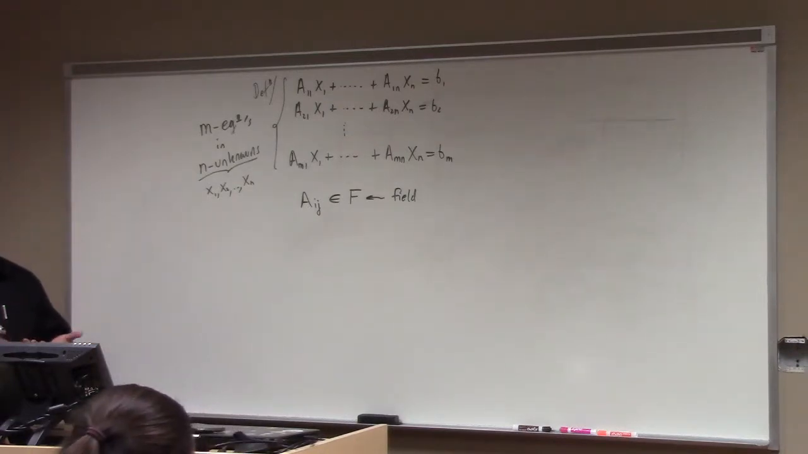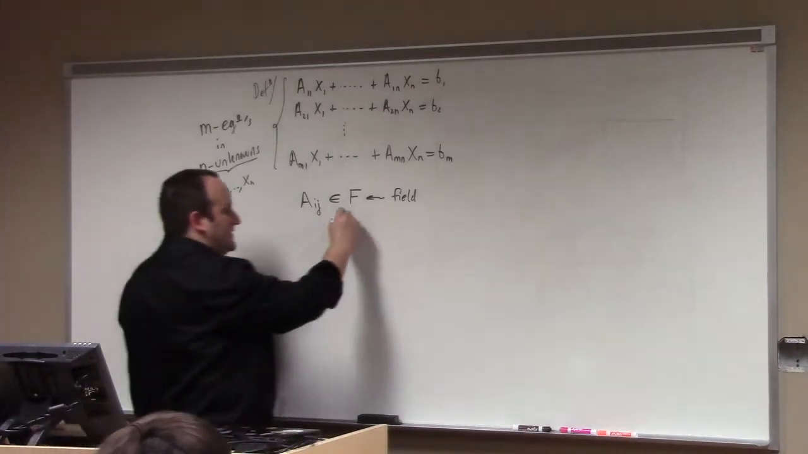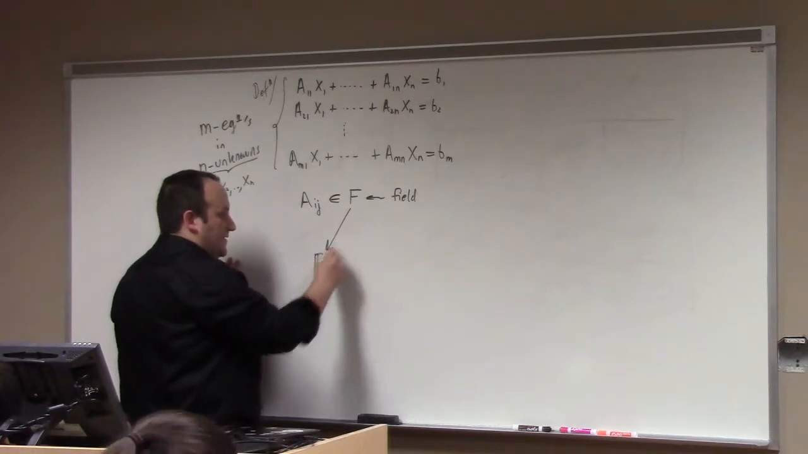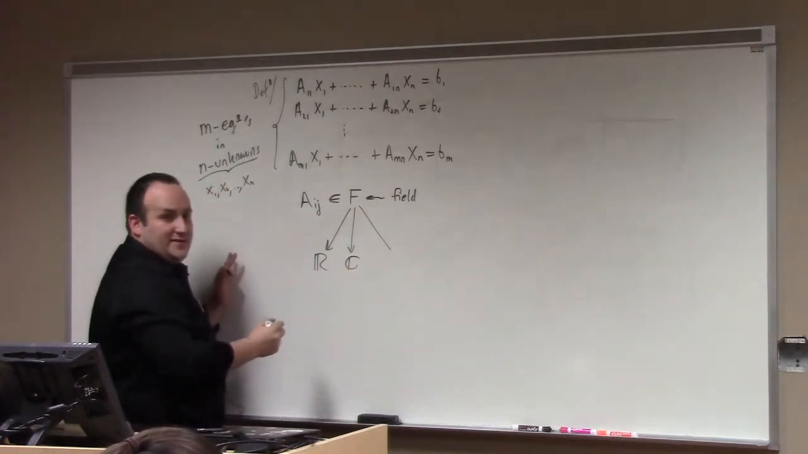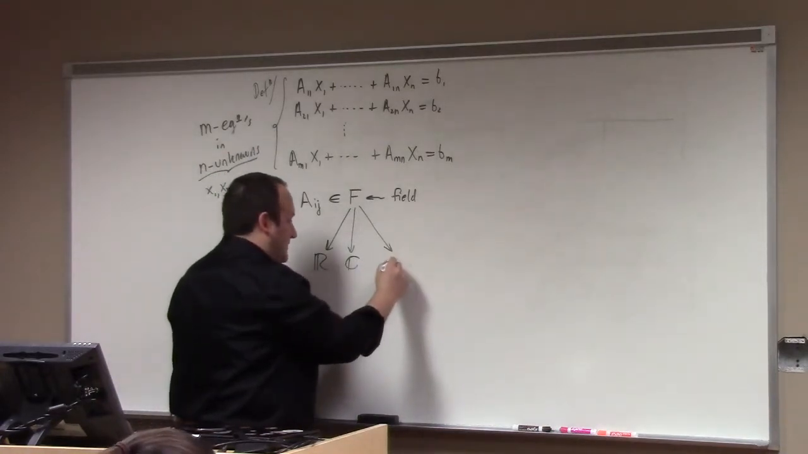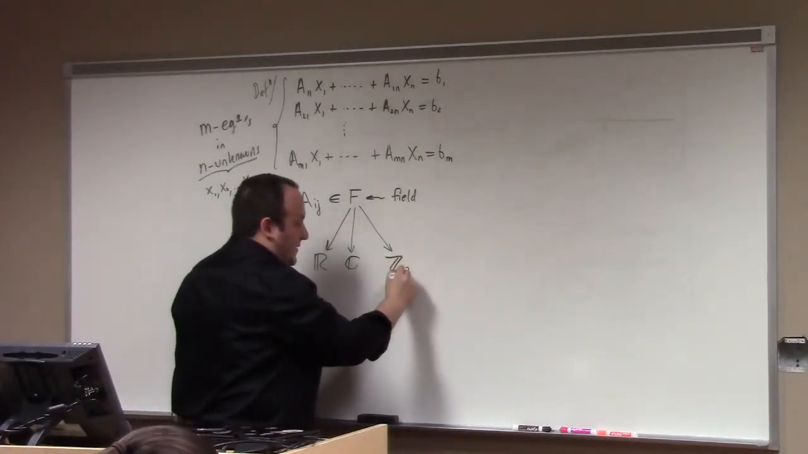So this F is almost always going to be the real numbers. Sometimes it'll be the complex numbers. At the start, just to show it's possible for you guys, I'll sometimes take it to be a finite field, which is just Z mod a prime.